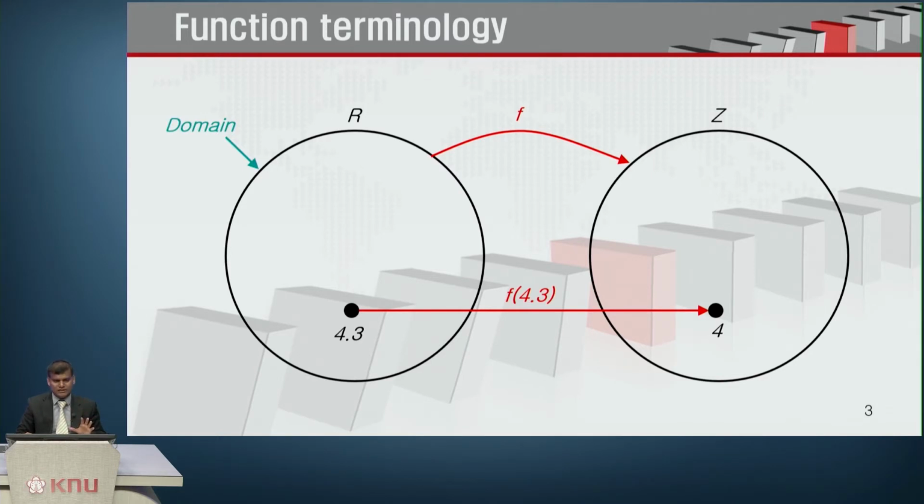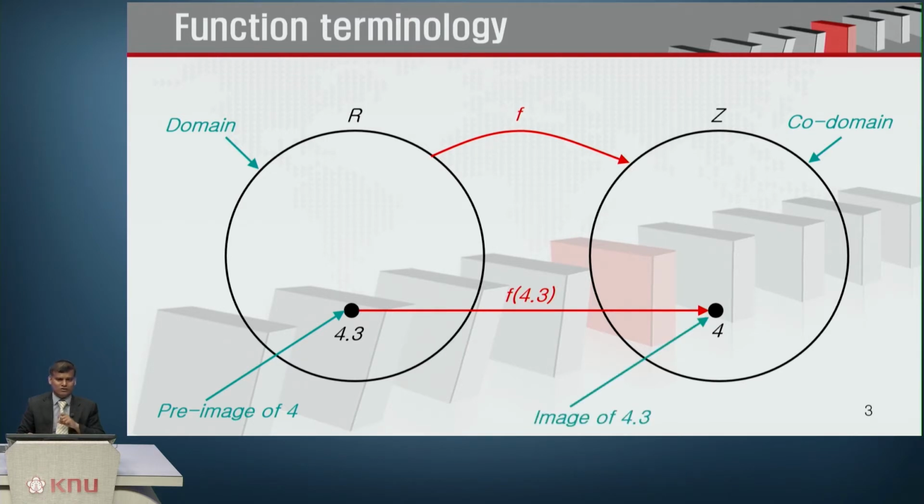We call the set on the left-hand side that is going to be mapped to the right-hand side the domain, and the set being mapped into is called the codomain. These are some of the terminologies that you have to understand as we progress through this lecture. Moreover, the 4.3 that is here, a real number in this set, is called the pre-image of 4, and 4 is called the image of 4.3. That's how we term all these notions as we move forward in functions.